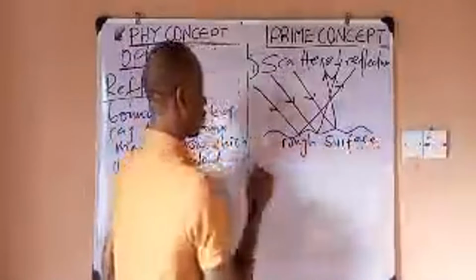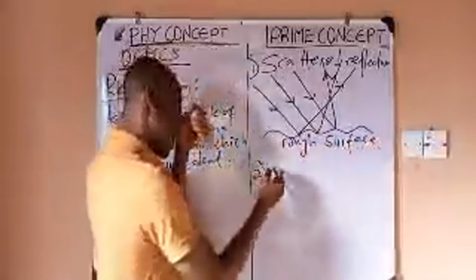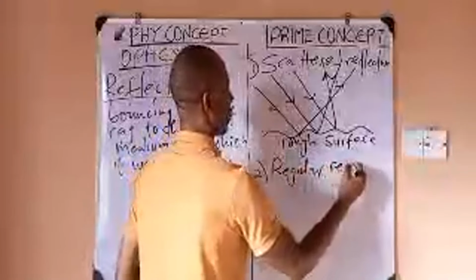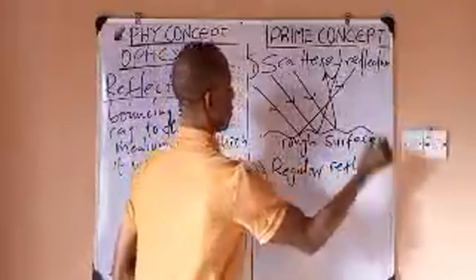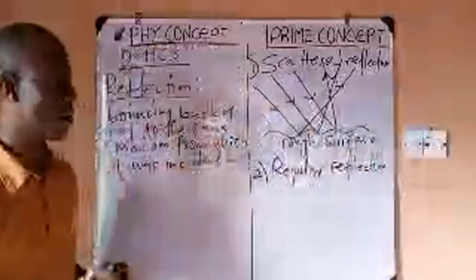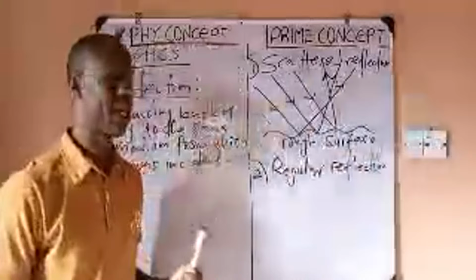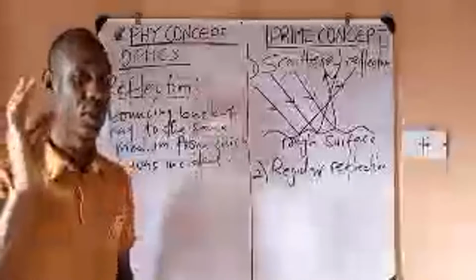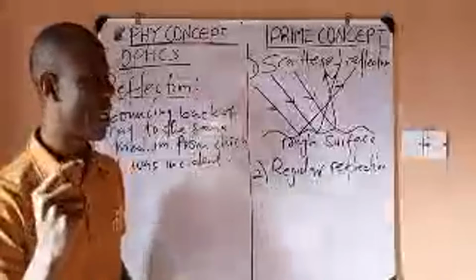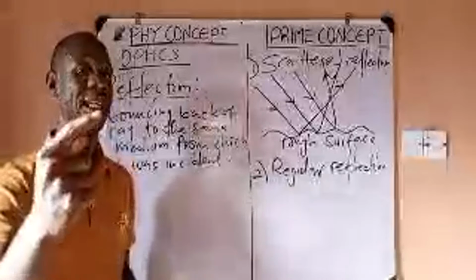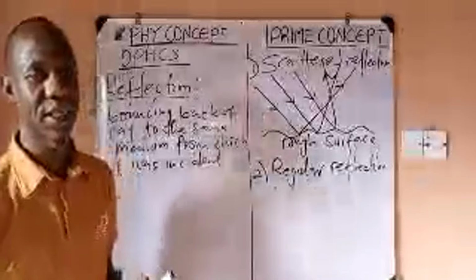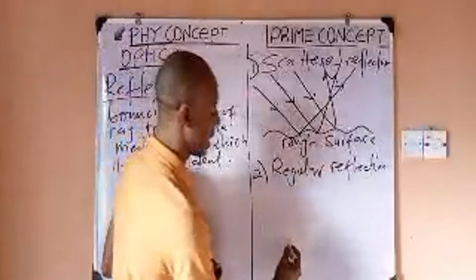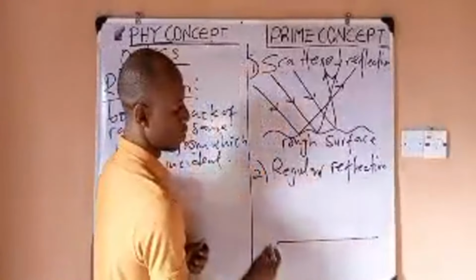Now, number 2 is what you know as regular reflection. What is a regular reflection? Of course, you understand it now. Regular reflection is reflection that occurs on smooth surfaces, right? For regular reflection, the reflected rays are parallel to each other. So it occurs on a smooth surface.